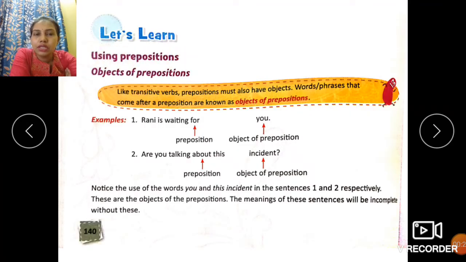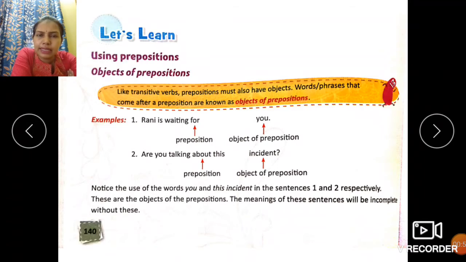Using prepositions or objects of prepositions. Now, the use of prepositions depends on the object that is being used in the sentence. Just like transitive verbs, children, you have learned, take objects in order to complete the meaning of the sentences. Prepositions also must have objects. Words or phrases that come after a preposition are known as objects of preposition.